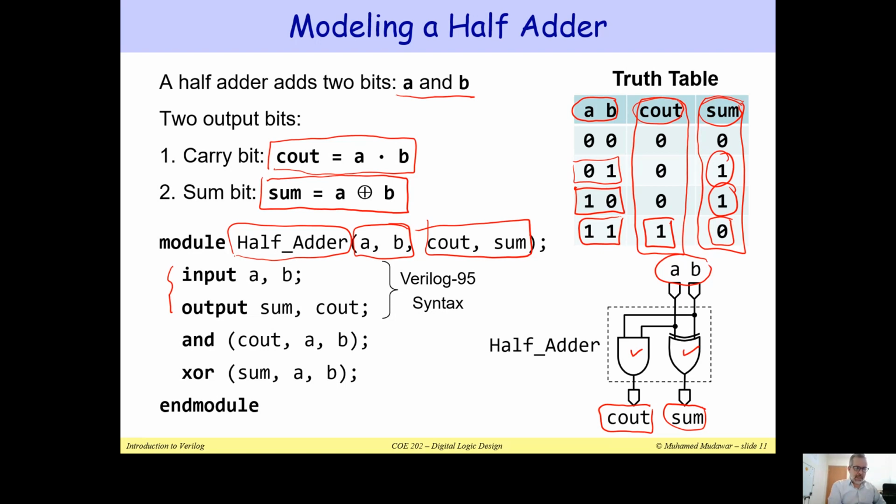But today, we write them inside the parentheses. So we put the input before A, B, and we put the output before C out and sum. So we write them directly in the list of input and output ports. We don't write them inside the module. This is the new syntax of Verilog. So the syntax of Verilog changed over time. We have two gates: the AND gate and the XOR gate. The output of the AND gate is C out, and the inputs are A, B. The output of the XOR gate is sum, and the inputs are also A and B. So this is how we model a half adder in Verilog.